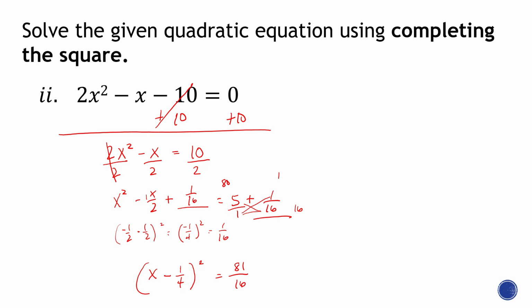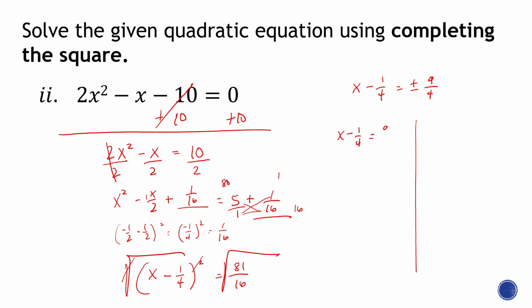All right, and of course the next step here is to find the square root of both sides of the equation. That gives us x minus 1/4 equals positive negative 9 over 4. Okay, so the two solutions are x minus 1/4 equals 9 over 4. X minus 1/4 equals negative 9 over 4.